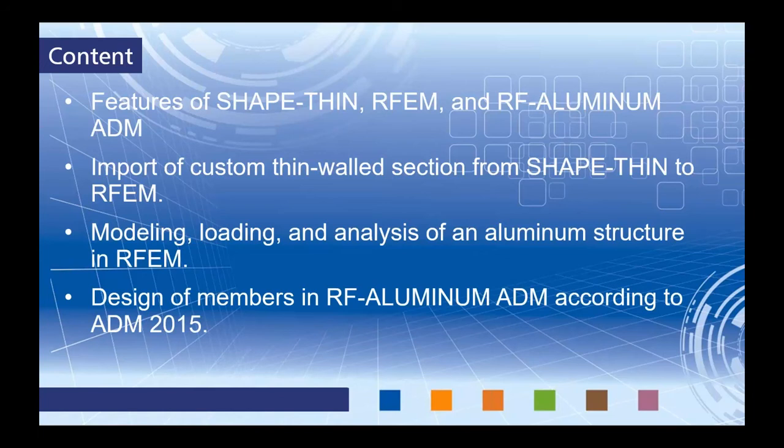Regarding the content for the next hour of today's webinar, I want to go through the features of our standalone program Shape Thin, our finite element analysis program RFEM, and then the add-on module within RFEM, RF-ALUMINIUM ADM. We will import a custom thin-walled section that we've created in Shape Thin into RFEM, and once in RFEM, we will completely model, load, and analyze an aluminum structure. Then to take it a step further, we'll utilize the add-on module within RFEM called RF-ALUMINIUM ADM to do design of our members according to the ADM 2015 standard.